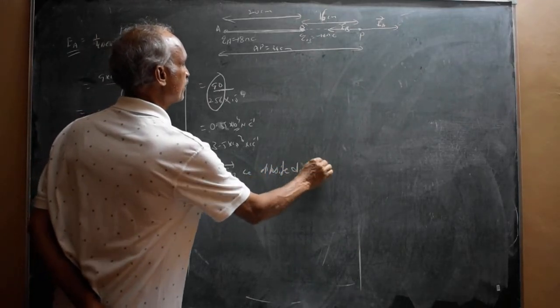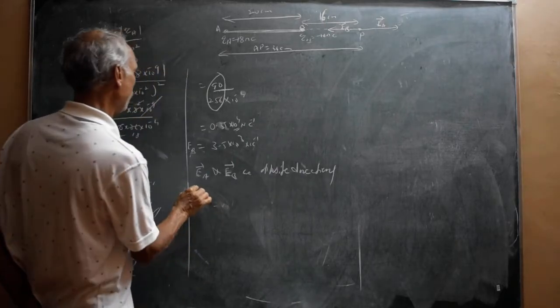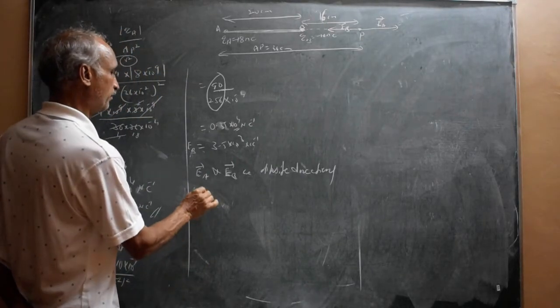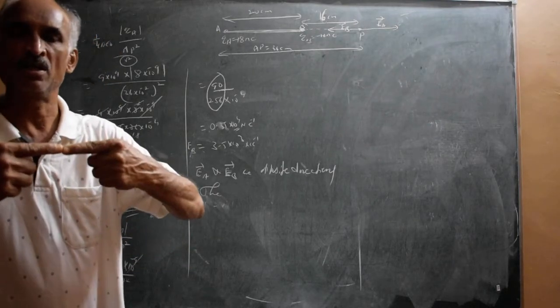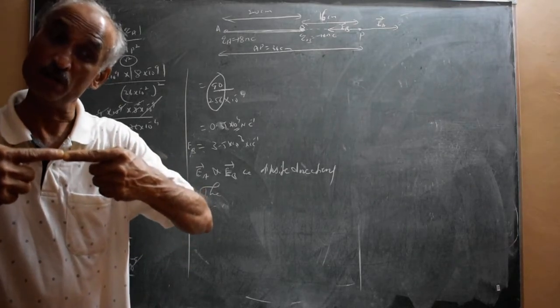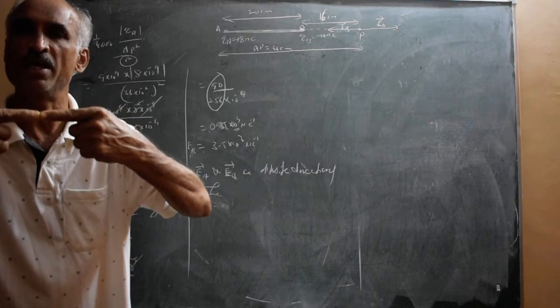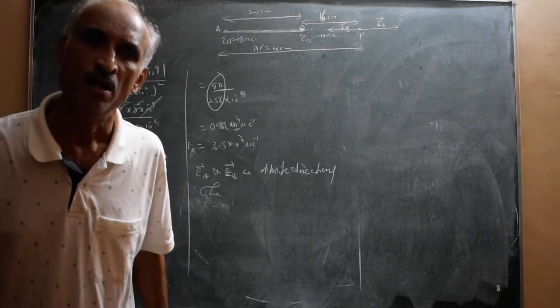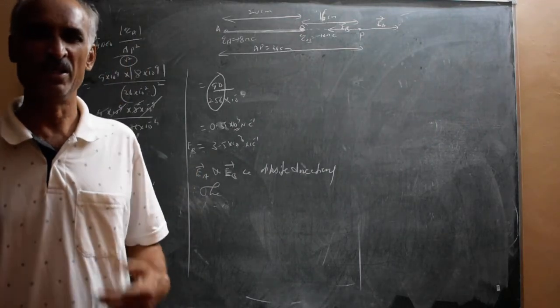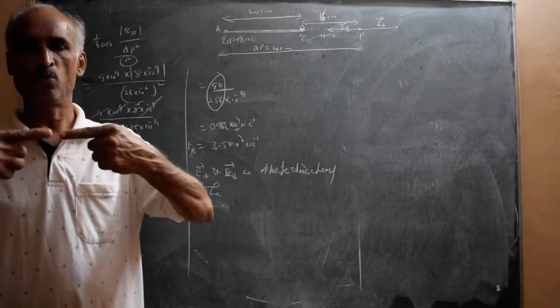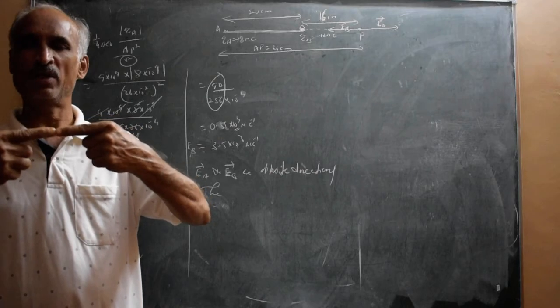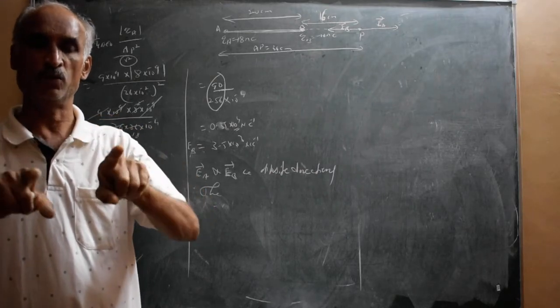Opposite directions. Therefore, the resultant field E: when two vectors P and Q are in opposite direction, then the resultant vector R is the resultant. Field is a vector, force is a vector, any vector. When the two are acting in opposite direction, then the resultant vector is R equals P minus Q in magnitude.